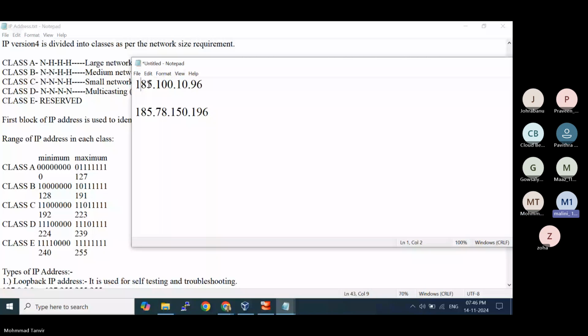Always, to be in the same network, for 2 devices this network block value should be the same. If it is different, it means they are in different networks.